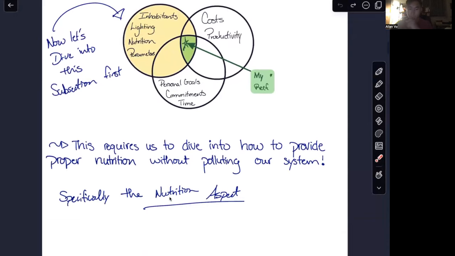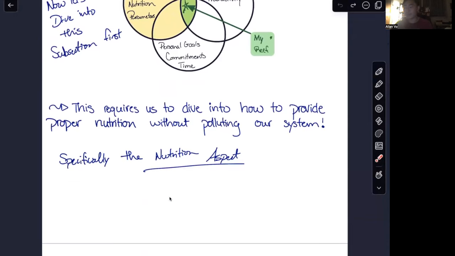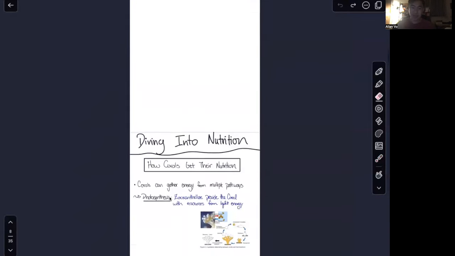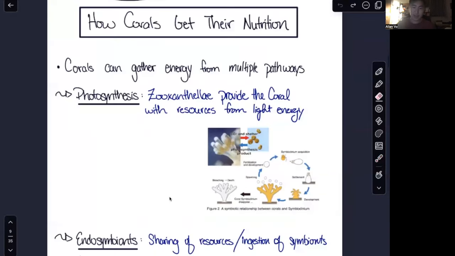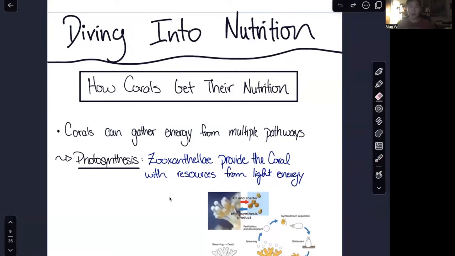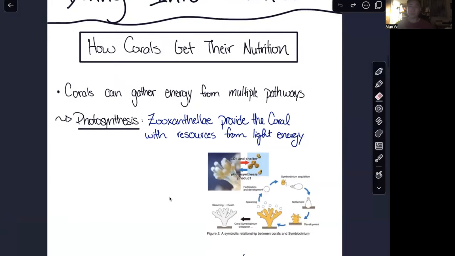You have to keep them alive, right? And that's where I believe nutrition is kind of overlooked. There's so many products out there. And without really diving in to understanding how corals derive their nutrition to begin with, you don't know where to start. So let's look at a very simplistic general model. There's multiple pathways for corals.